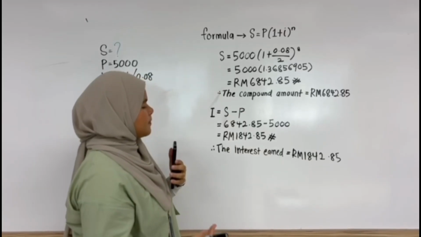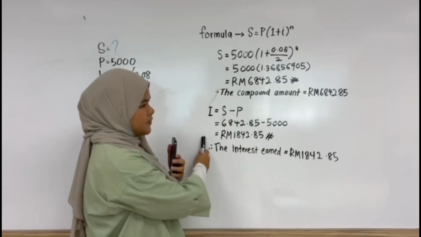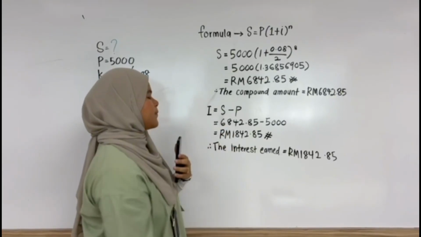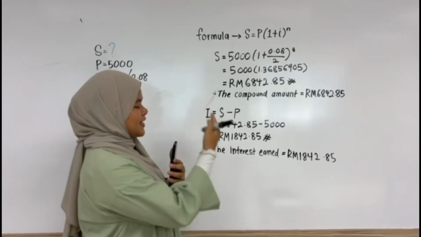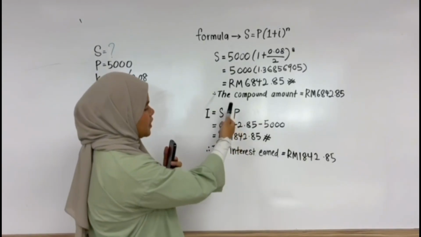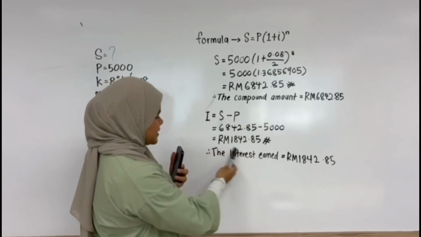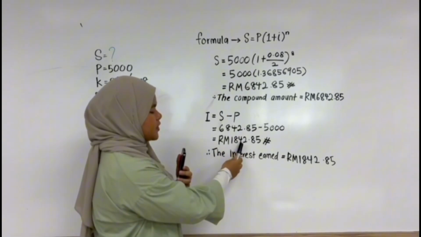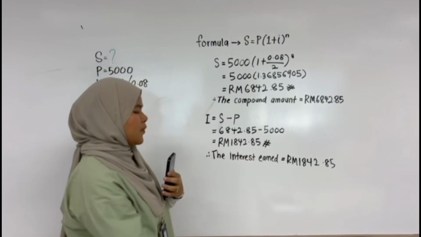Next, we must find the interest earned. The formula for interest earned is I equals S minus P. So, just like now, we need to insert the information that we got like this. And then after we calculate it, we get 1,842.85 ringgit. So, this is our interest earned.